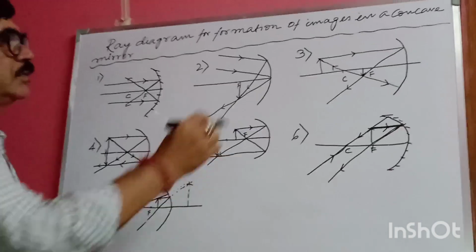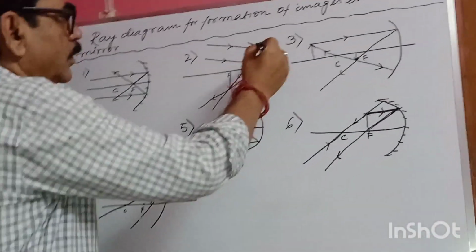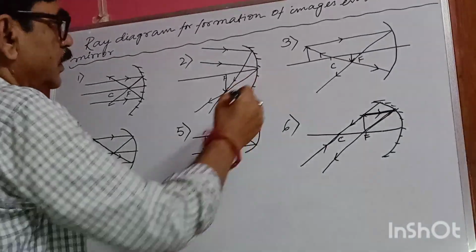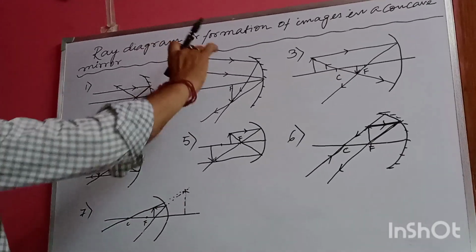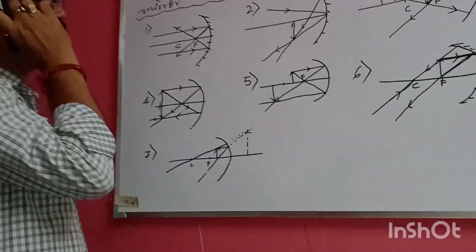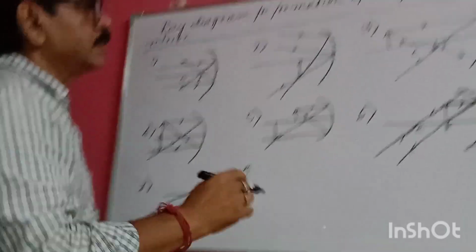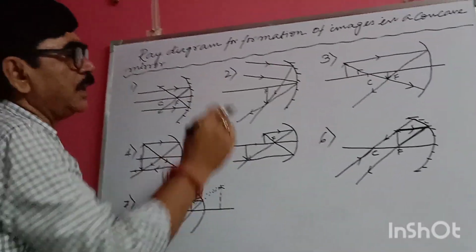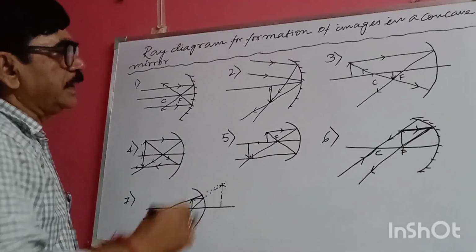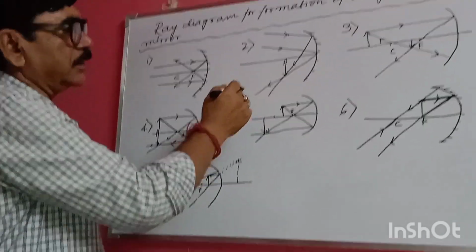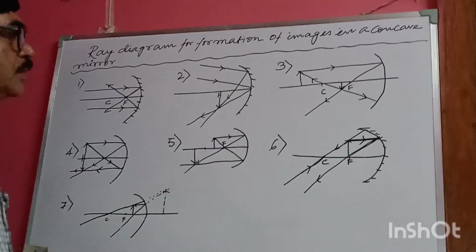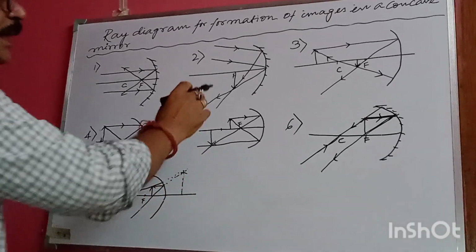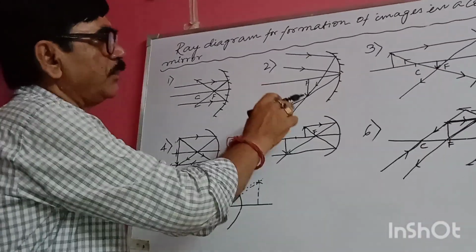Now we are going to the second diagram. In the second diagram, light rays are falling onto the concave mirror obliquely, like this, parallel, right, but it falls obliquely. In that case, obeying the law of reflection, the reflected ray bounces back in this way. So an inverted image will be formed.